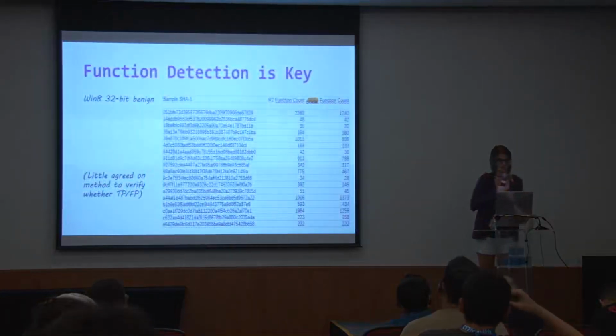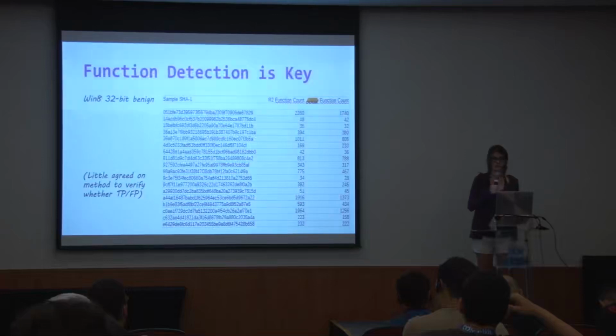As mentioned before, function detection in disassembly frameworks is a hard problem. This is something that, as of today, I learned out of discussion with other reverse engineers is an unsolved problem. And even elaborate tools such as IDA Pro have their problems with it. Also, there is little agreed on method to verify whether a detected function in a disassembled binary is actually a true positive or a false positive.